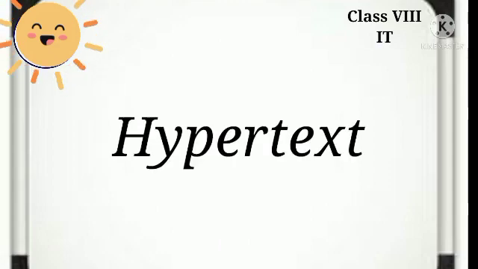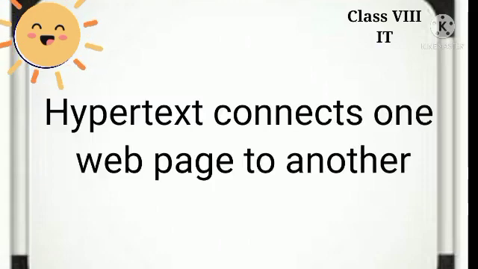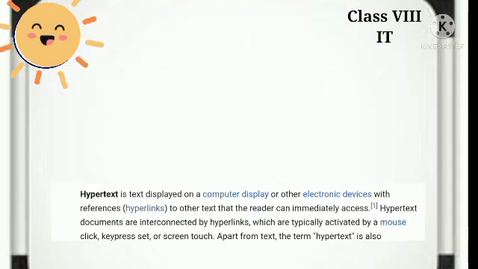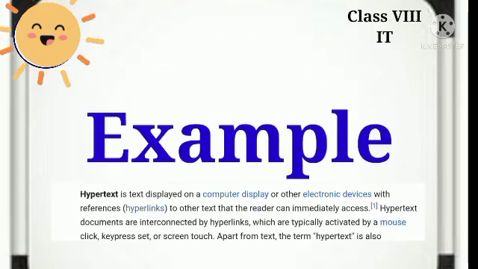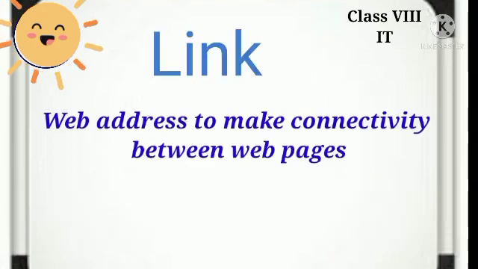Next is hypertext. What do you mean by hypertext? Hypertext connects one web page to another. See in this example, here something is displayed in green color, right? It has a sort of link to some other pages or some other location. This text is called hypertext. It involves a link, a hyperlink, in this text. We will see that also. Hypertext makes a link.